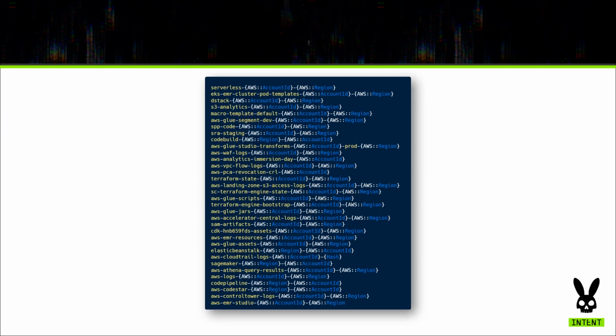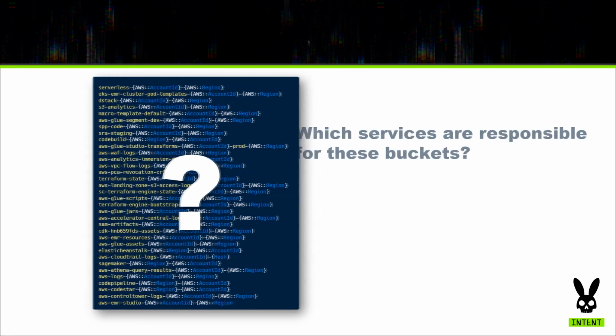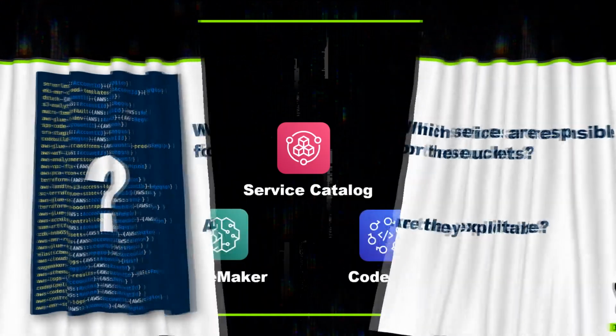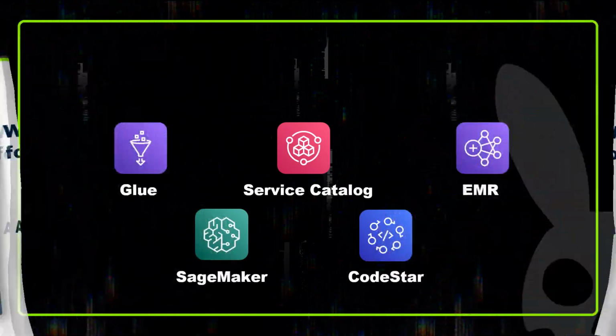And we needed to understand which bucket is related to what service, and if any of these buckets are exploitable. And this is what we discovered. We managed to find 5 more vulnerabilities in AWS. Some of them require just the account ID. Every vulnerability is slightly different in the exploitation technique, but the vector is the same. So let's take a quick overview of all of them.